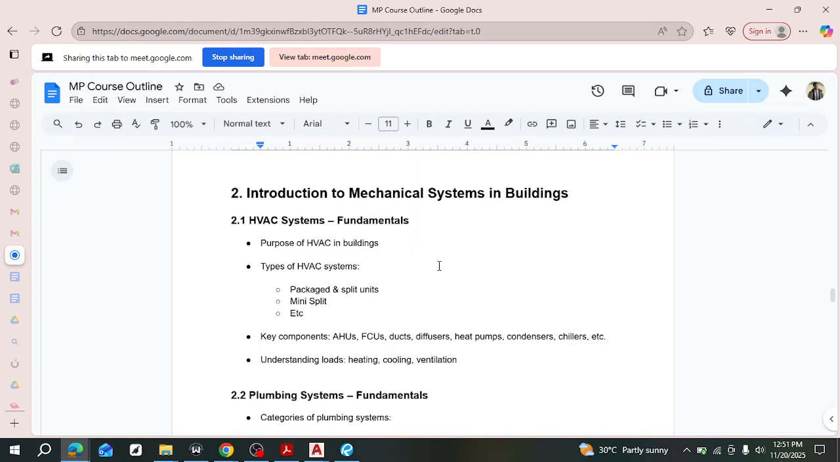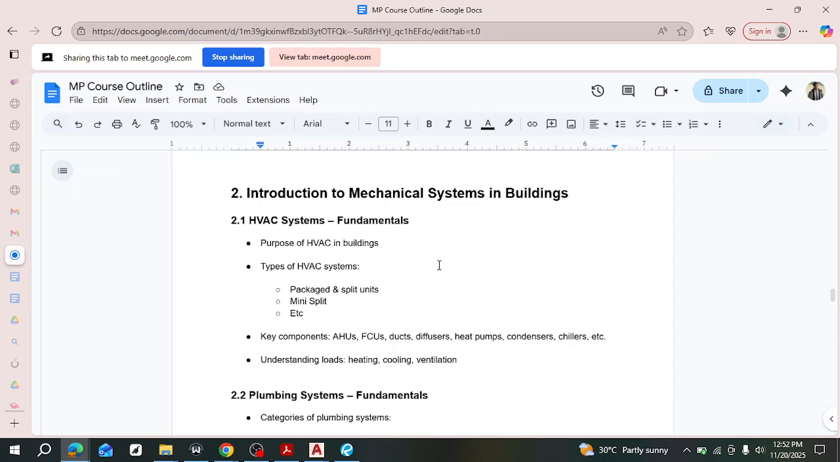But I'll still need you to read more on it and then write a short note on the two of them, just a comparison. You're not wrong. What you said is actually very correct. Packages are together. Split has heat rejection and heat addition, all those things. So you said indoor and outdoor.